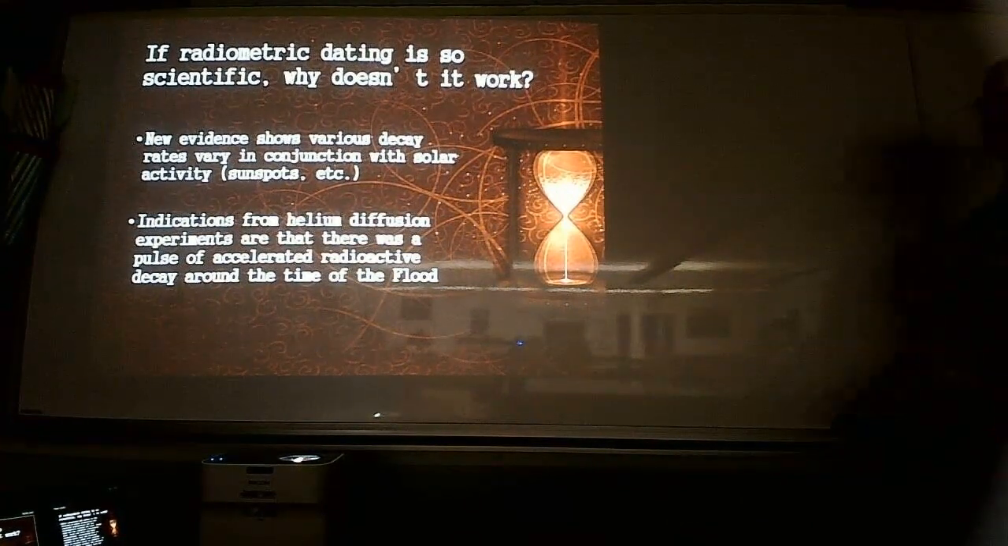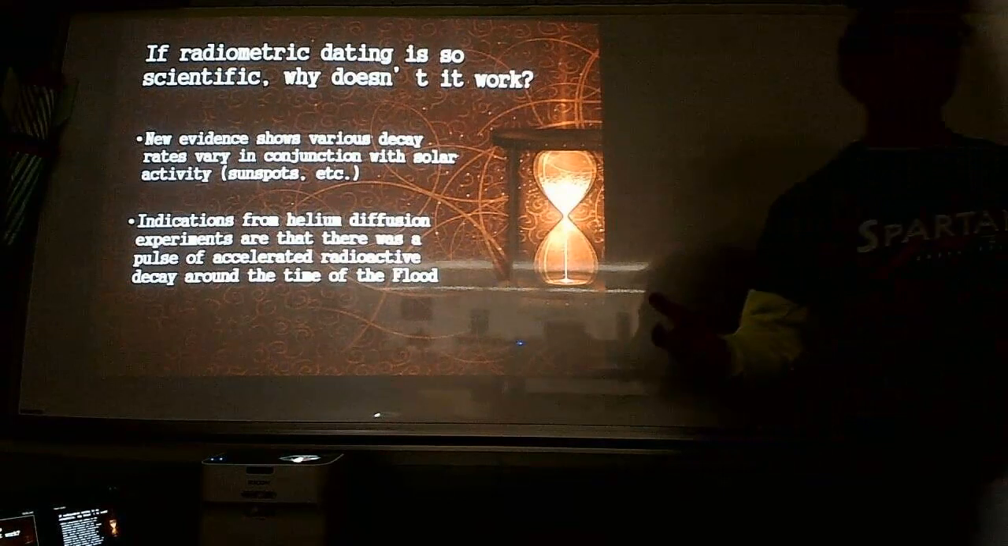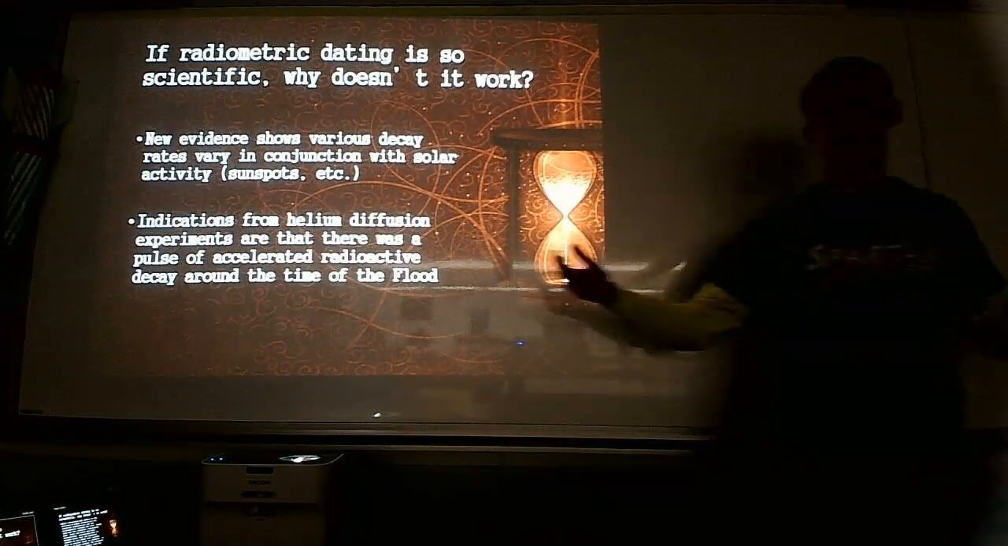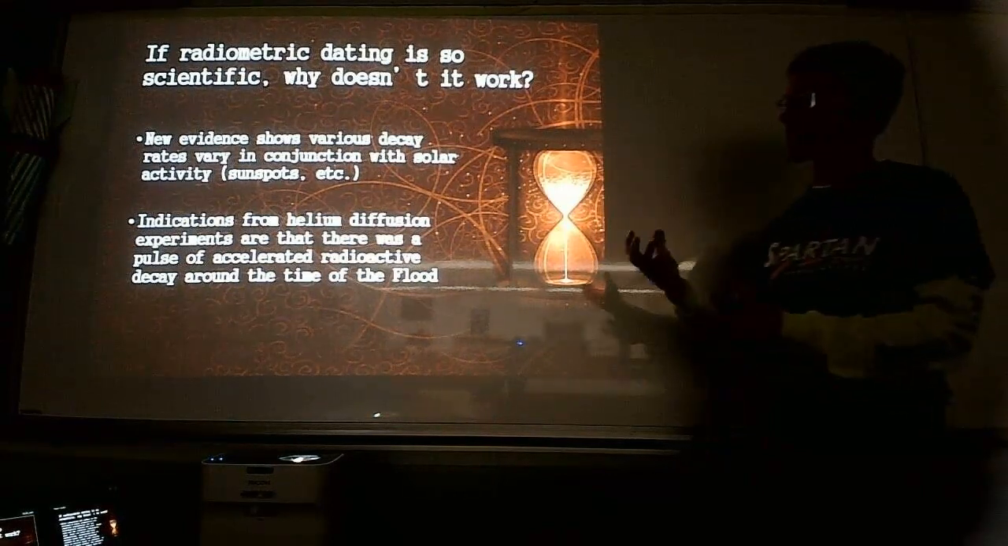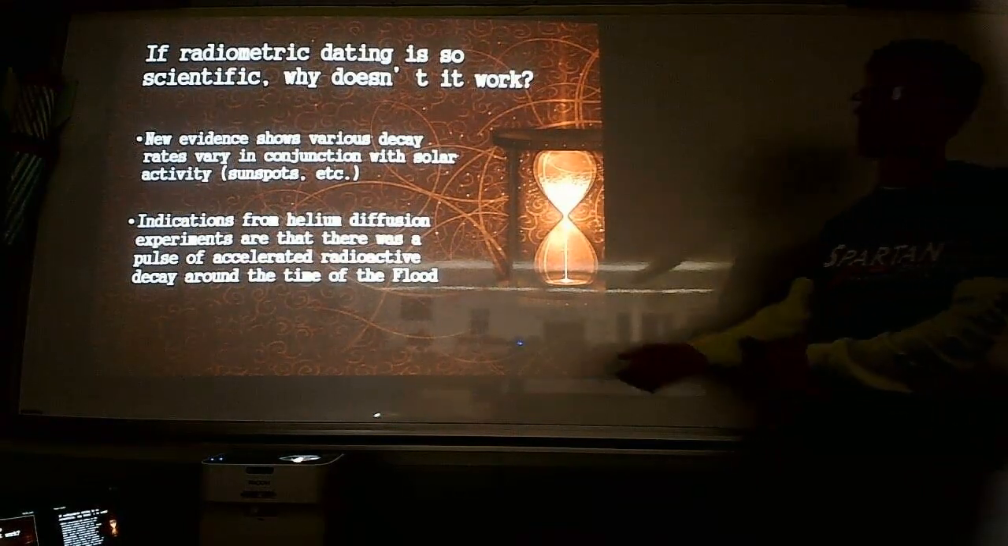But when we're dealing with these decay rates, again, we can't go back in time to look at the starting conditions. You can't go back supposedly 4.5 billion years to see if these rocks really started the way that they needed to for that dating method to be accurate.